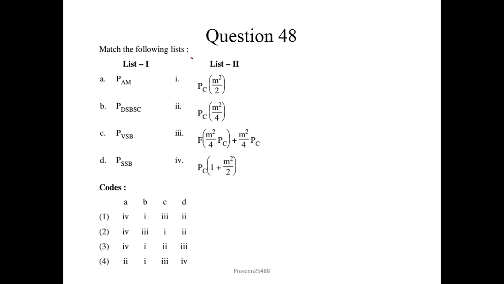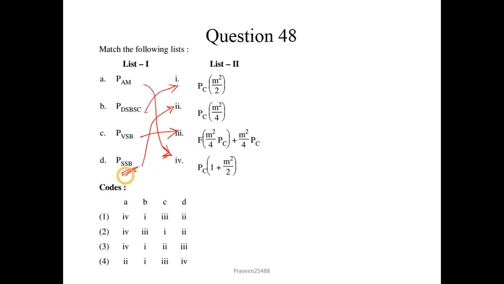Now question number 48. Match the following list. In list 1, the power is given, and in list 2, their total power expressions are given. For AM, it is Pc, carrier power, times 1 plus m square by 2. Here m is the modulation index. For power of double sideband suppressed carrier it is Pc m square by 2. For VSB, vestigial sideband, it is a function of m square by 4 Pc plus m square by 4 Pc. And for SSB, where minimum power is required, it is Pc m square by 4.